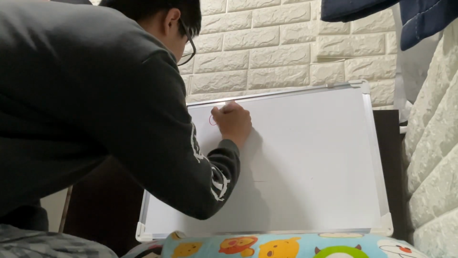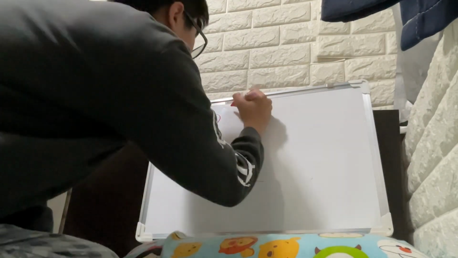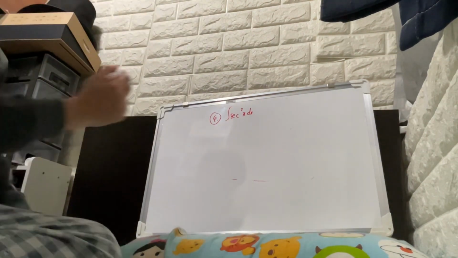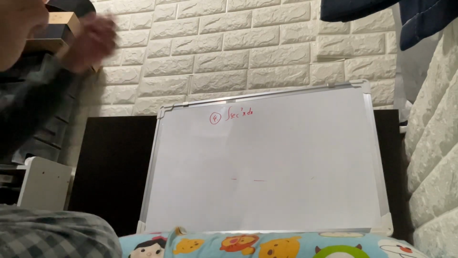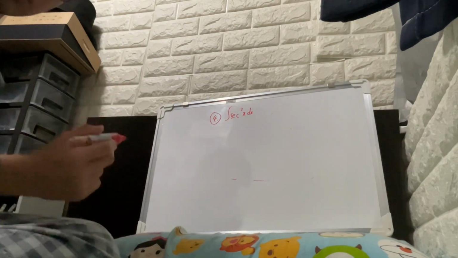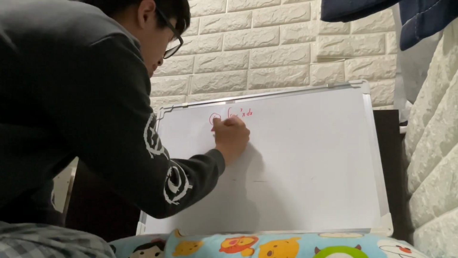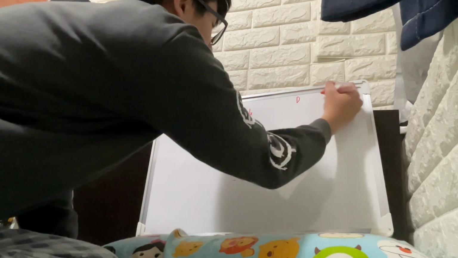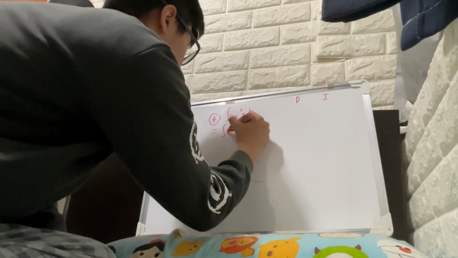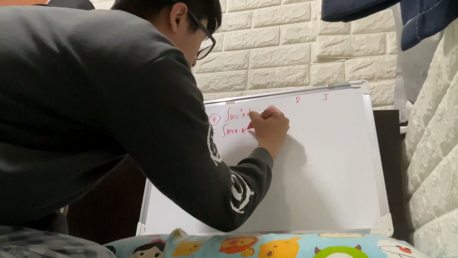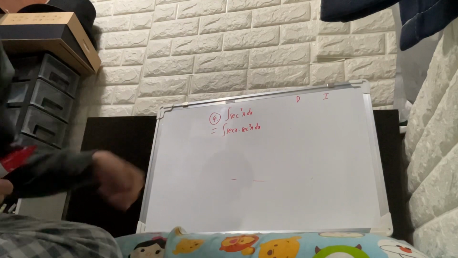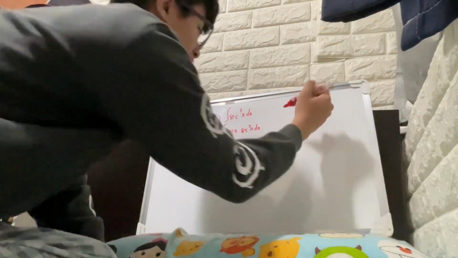So on number 4, the integral of secant to the power of 3 dx. This is a very famous one. Secant to the power of 3x. I recommend you remember this integral because this is very, very common. So I'm gonna split it into secant x times secant square x dx here. So we can use our integration by parts, because secant square x is very easy to integrate.